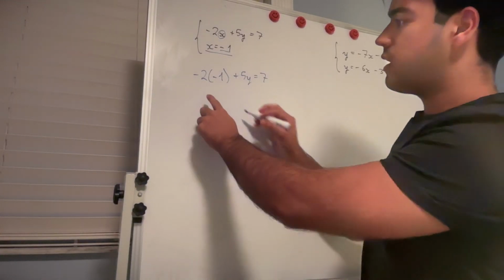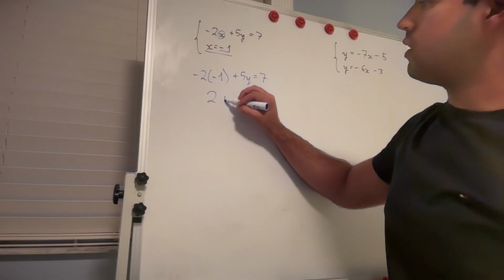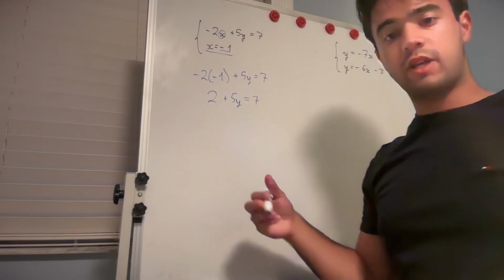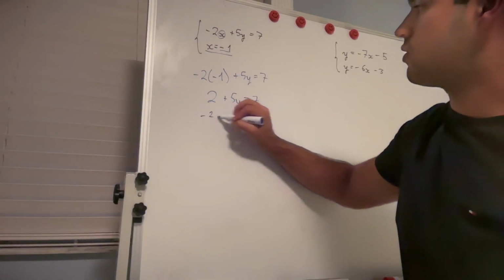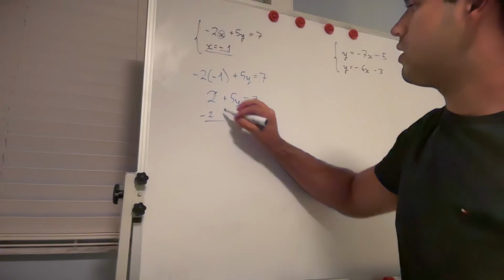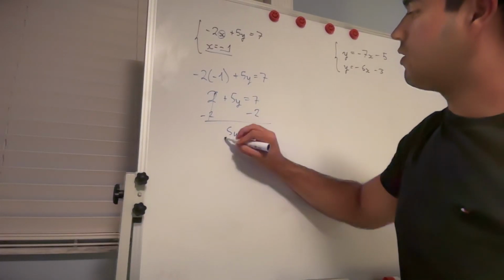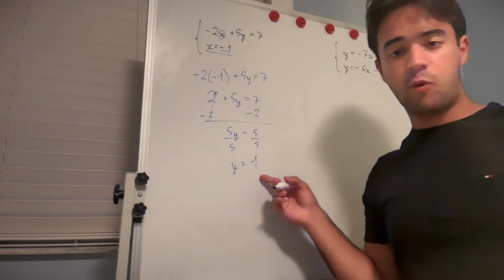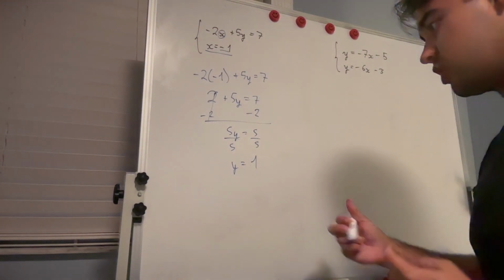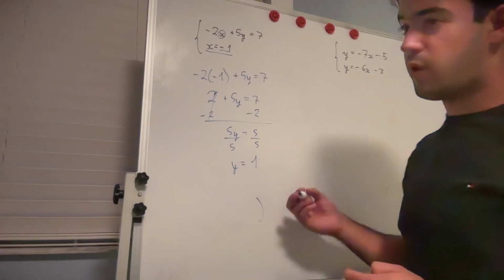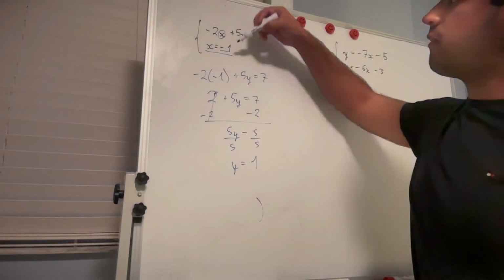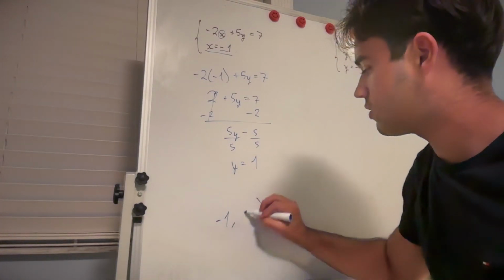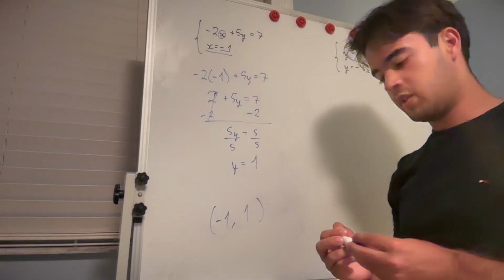And what's happened now is, if I simplify this to 2, I'll end up with an equation with just one variable. And I can just solve for y. So I'll subtract 2 on both sides, and I'll divide by 5 on both sides, and I'll be left with y equals 1. So I know that y equals 1 is part of my solution for this system of equations. But what does x equal? Well, we found that x equals -1 from the start. It was given to us. So our solution for this system is (-1, 1).